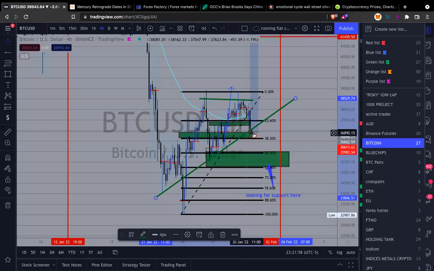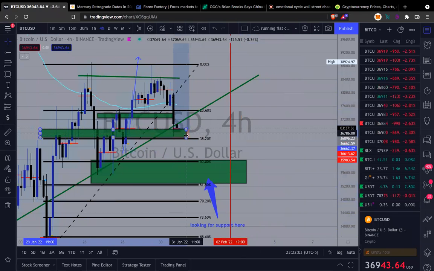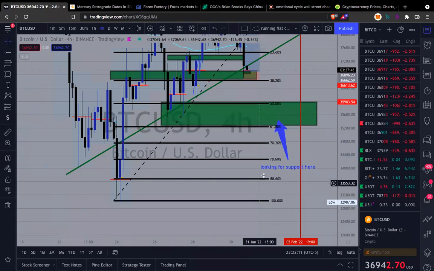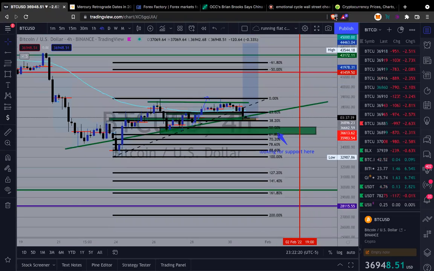If this thing breaks here, I'll probably take a swing at it here. And then if it breaks, this is my next place. If we break here, I will gladly wait for it to show me strength down here. But if they can't show me strength down here, at that point, then wait for the higher time frames.